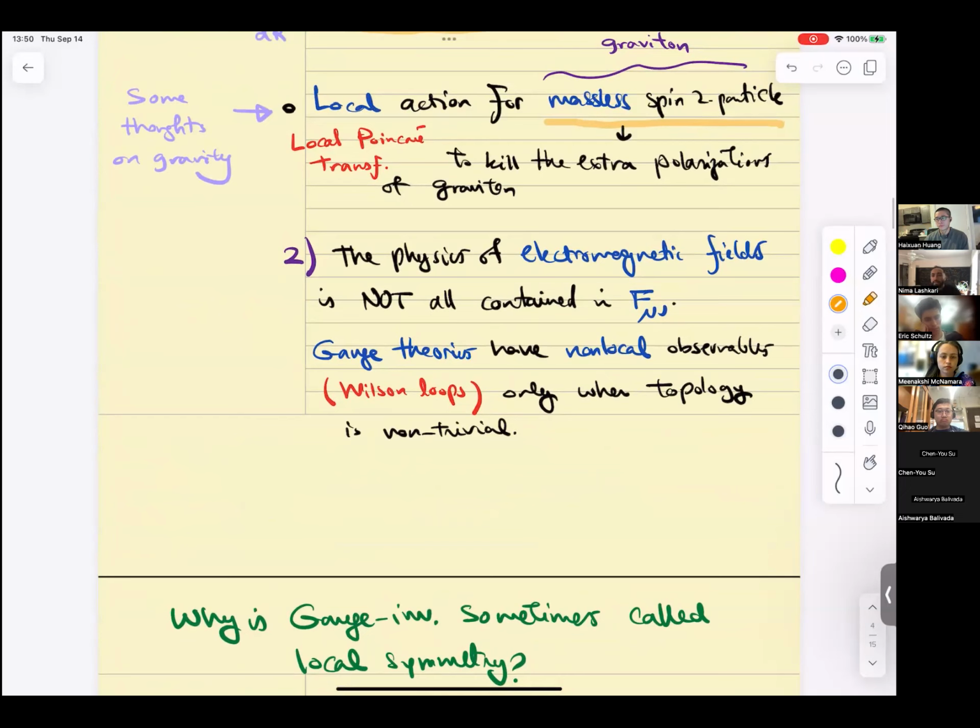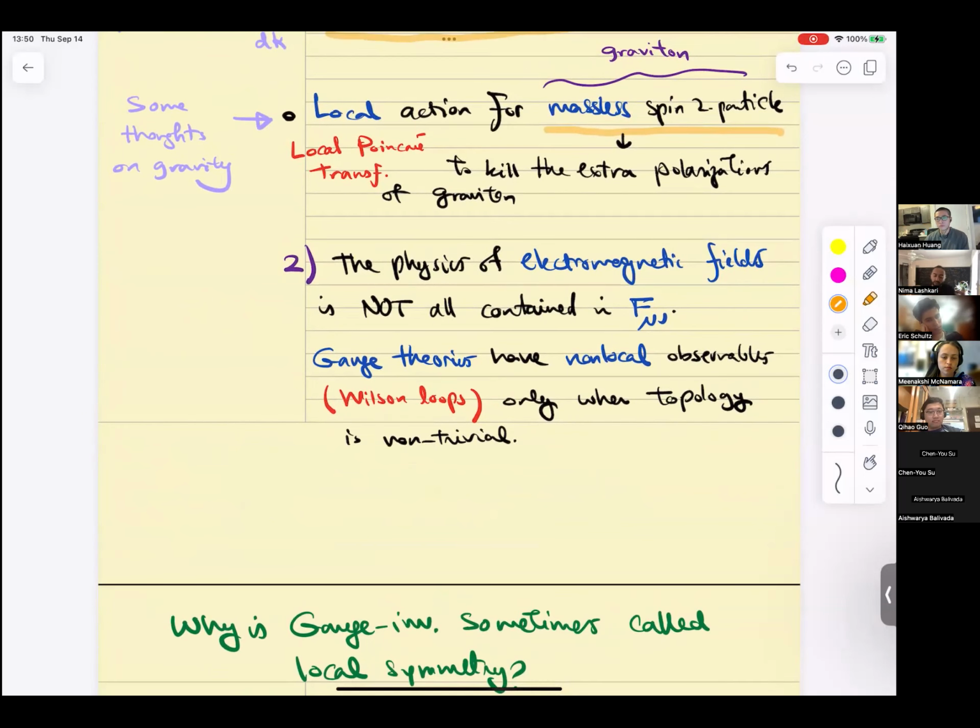This issue of polarization will become hopefully clear in the next section of the course, when we talk about the Poincare transformations and the representation theory. The second reason is what I already told you.